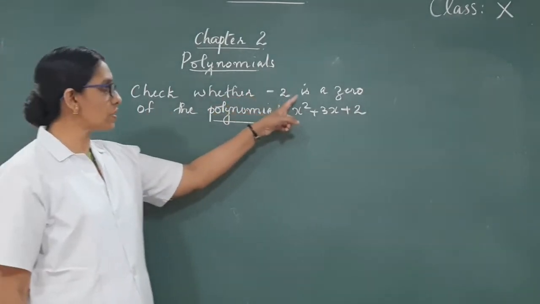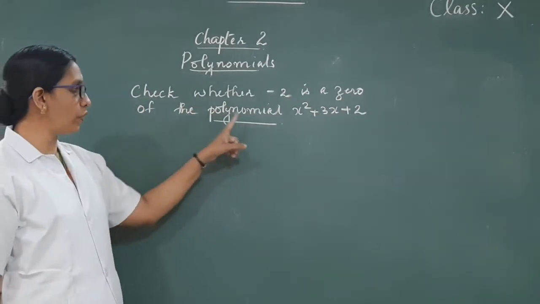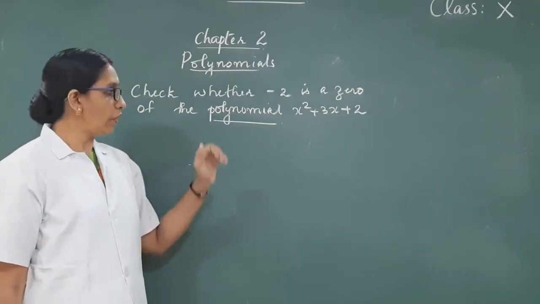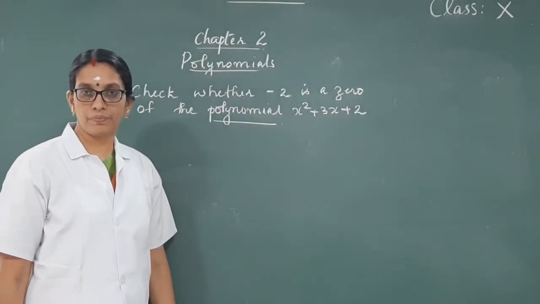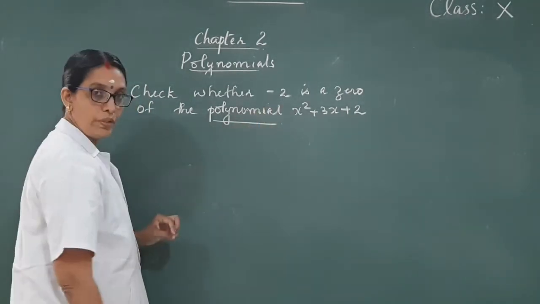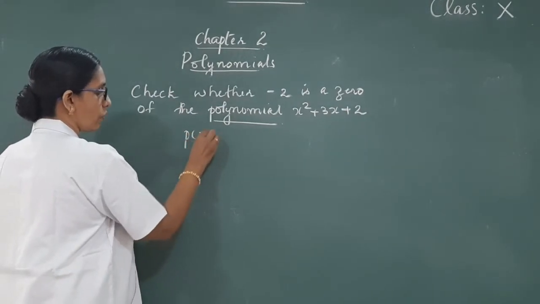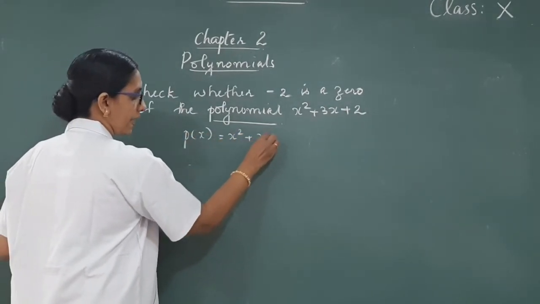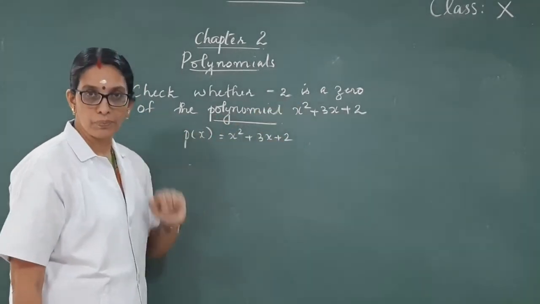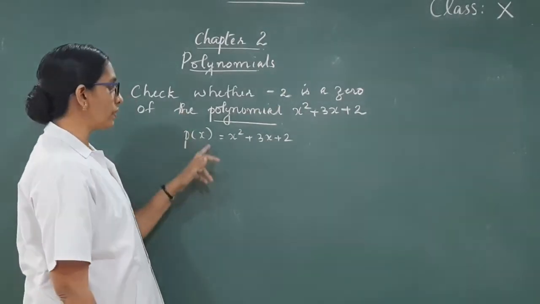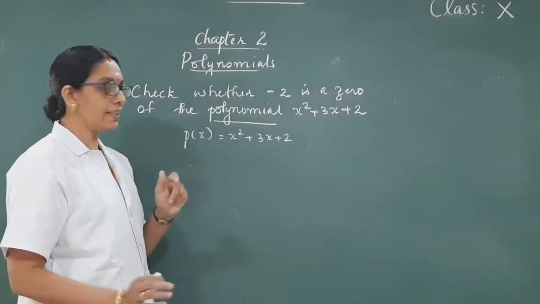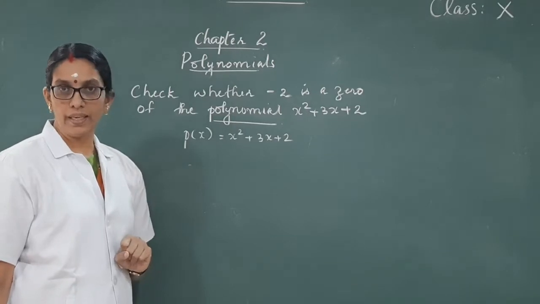Check whether minus 2 is a 0 of the polynomial x square plus 3x plus 2. Now you are familiar with this type of question, isn't it? So how can we start? We have to consider the polynomial as P(x). So P(x) equals x square plus 3x plus 2. How will you verify whether minus 2 is a 0 of the polynomial? When we put the value of x as minus 2, if we get the value 0, then we can call this a 0 of the polynomial.